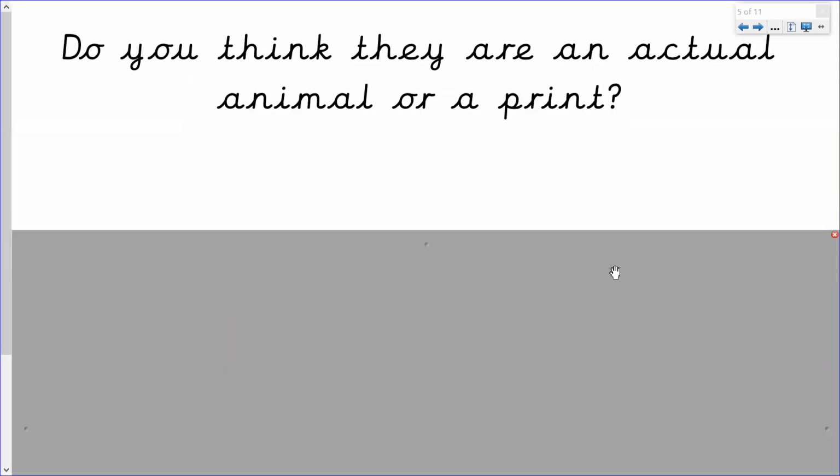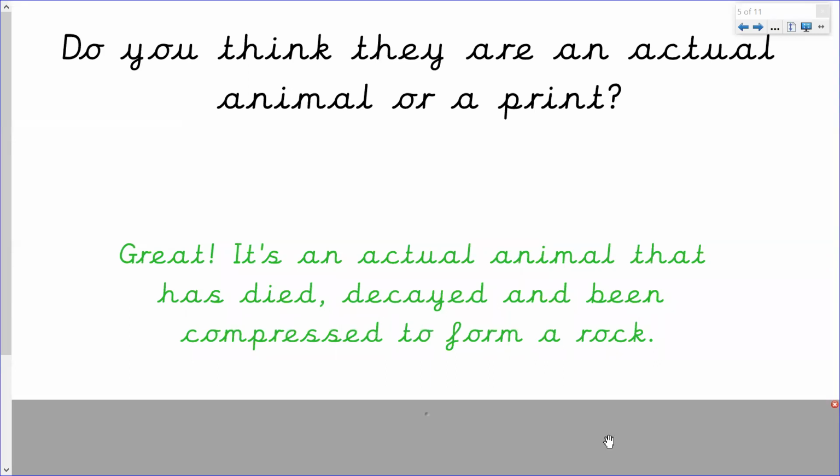Now, do you think that fossils are an actual animal, or do you think they are a print? Put your thinking caps on and have a good think about it. So do you think they are an actual animal or a print? Fantastic. A fossil is an actual animal that has died, decayed, and been compressed to form a rock. So it's not a print, it's an actual living thing. It was an actual living thing that died and became a rock.